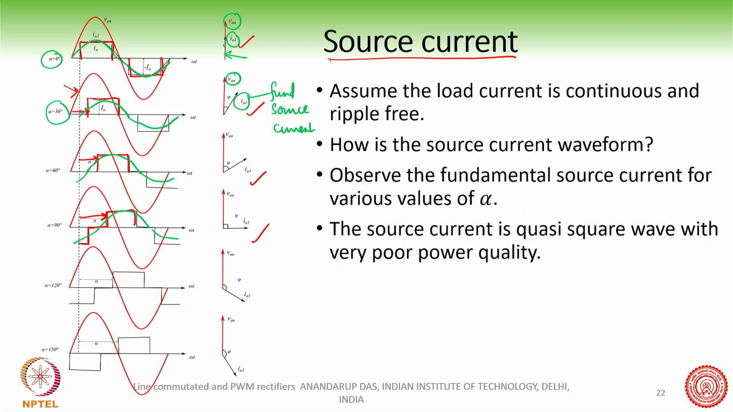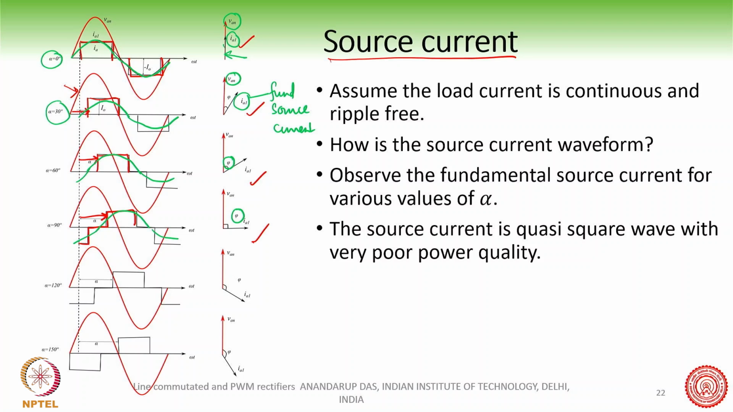So as you increase the value of alpha, what is happening? The angle between the fundamental source current and the fundamental voltage is changing. In fact, it is getting poorer and poorer. What do I mean by poorer? The angle is increasing. This is the cos phi, the power factor, basically the displacement power factor. We have not talked about it, but this is what controls the power factor. So as you increase the firing angle, the power factor of the rectifier is going to get poorer and poorer.